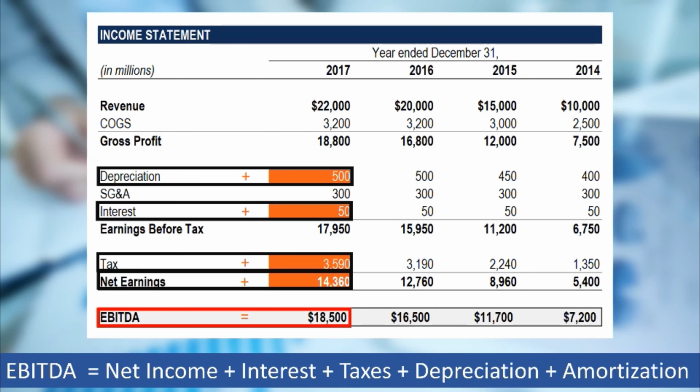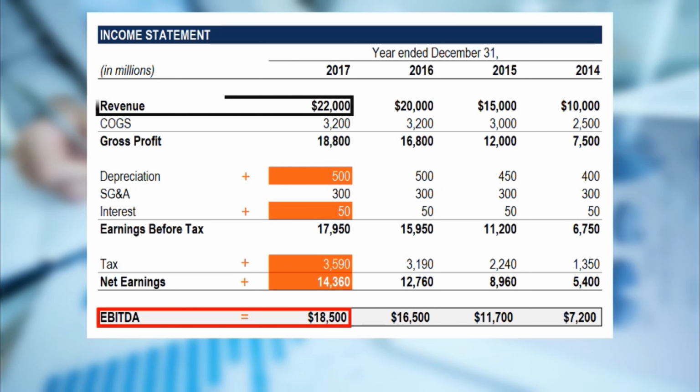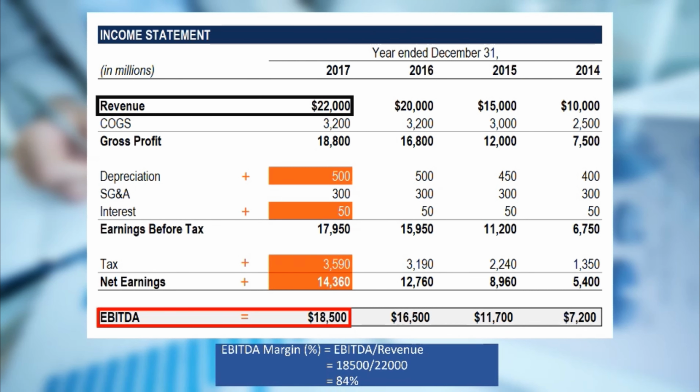After a company's EBITDA is calculated, this number is then divided by its revenue to produce the EBITDA margin. As we all know, the higher the margins, the better the company is performing. Taking EBITDA, that is 18,500, and dividing it by the revenue, that is 22,000, we get the margins, that is 84%. As the EBITDA margin is 84%, the rest 16% of revenue is used for operating expenses.